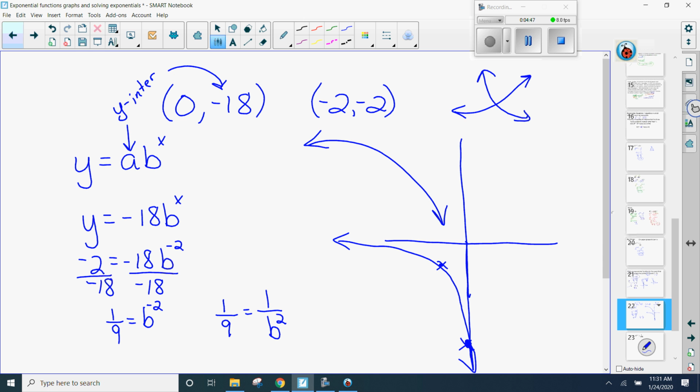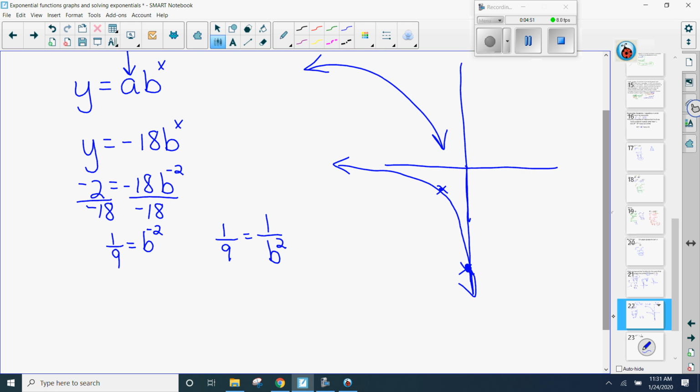I just wrote b with a positive exponent. How do you solve from there? Cross multiply. So b squared times 1 is b squared. 1 times 9 is 9. And then what do? Not cube root, square root. So now you need to take the square root of both sides. So b is equal to 3.